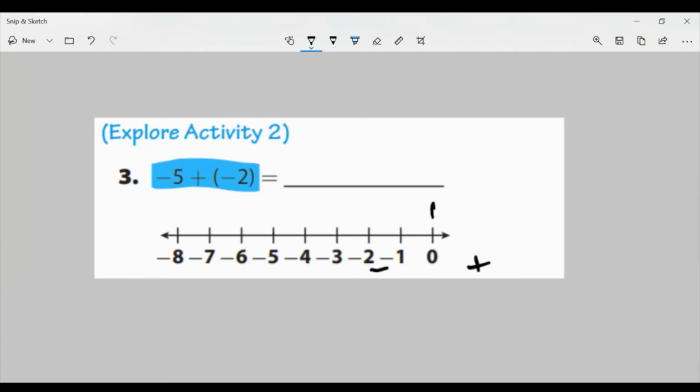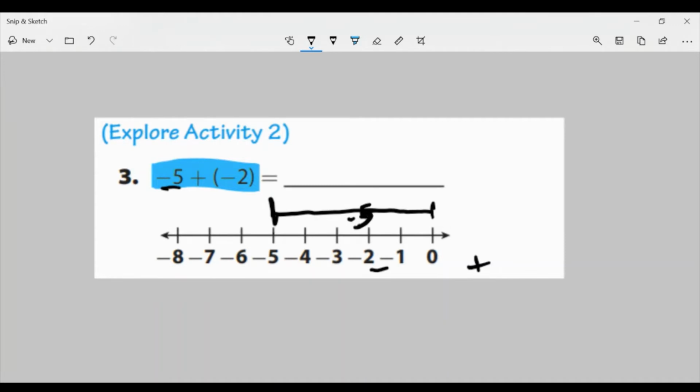So the first number is -5, right? -5. So this tells us we need to go left 5 units, right? And that takes us to -5, right? So we have -5 right here.